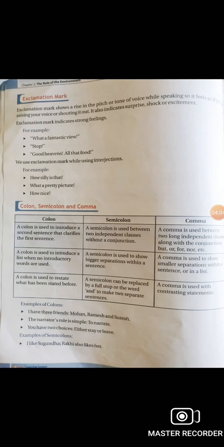For example, I have three friends: Mohan, Ramesh and Suresh. So here, I have three friends is the first sentence, and after the colon we have written words which give meaning to the first sentence. Mohan, Ramesh and Suresh were the three friends. Now the next use: a colon is used to introduce a list when no introductory words are used. For example, the narrator's role is simple: to narrate.